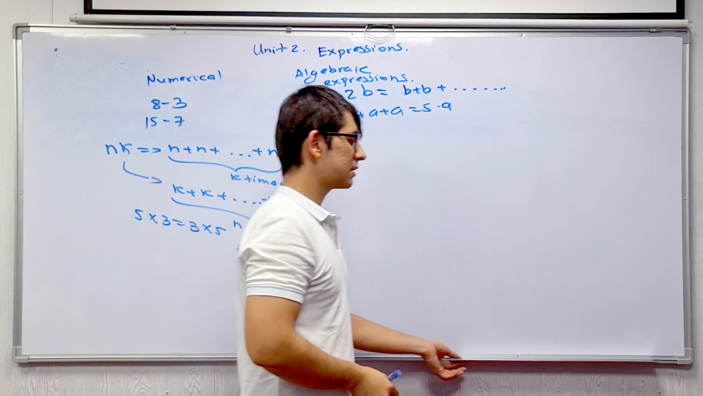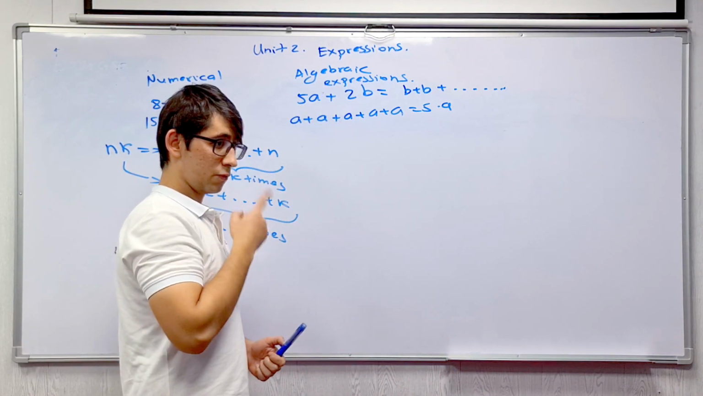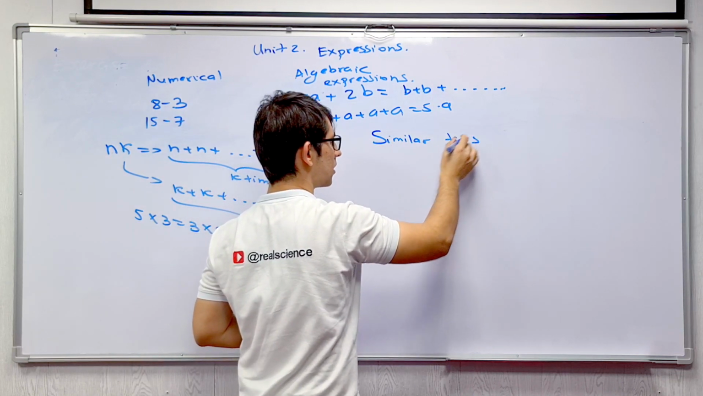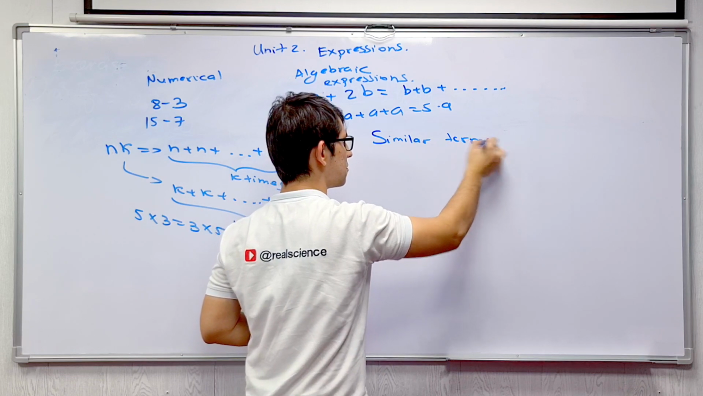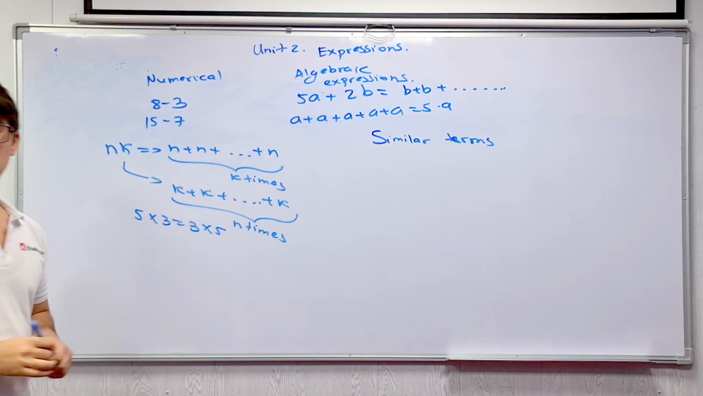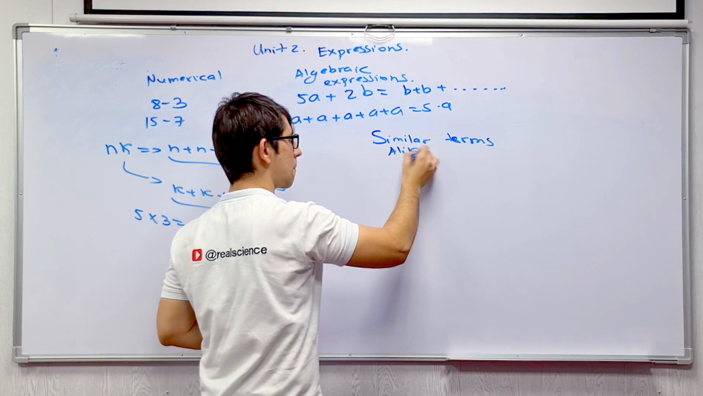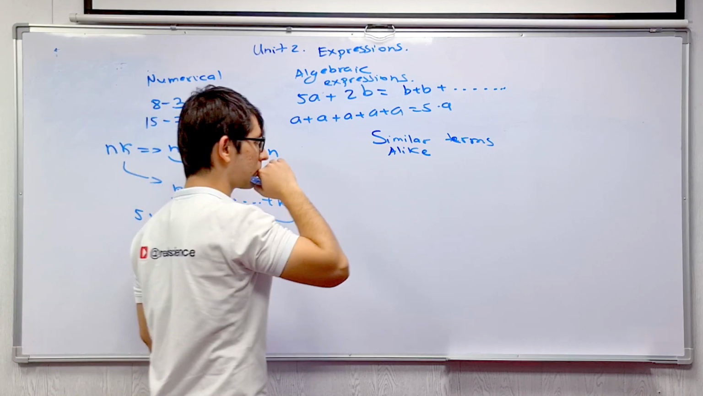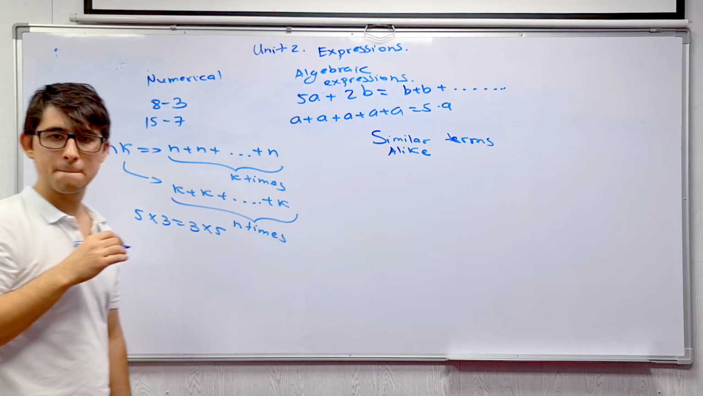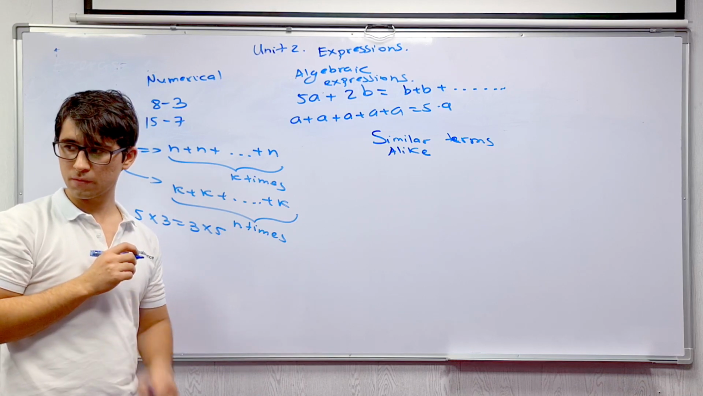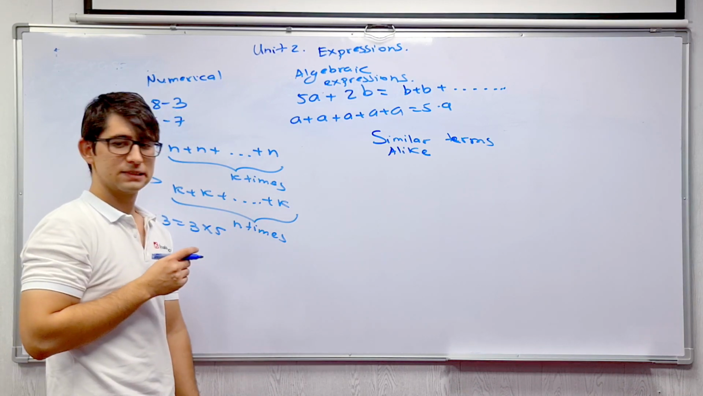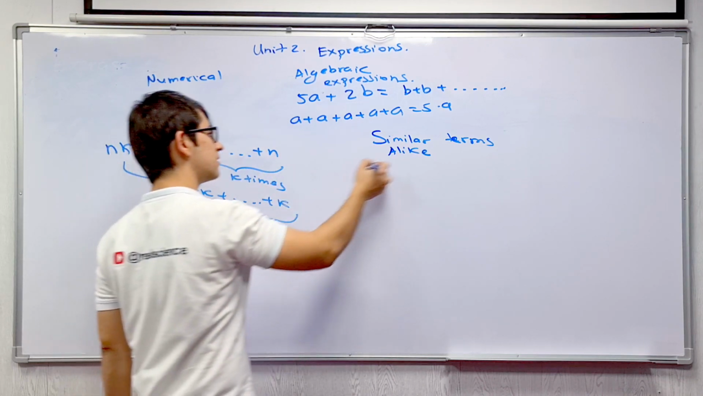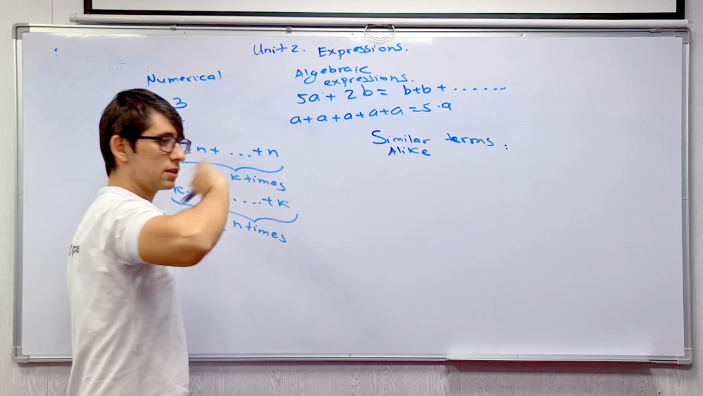So this was a simple algebraic expression for you, and now you have similar terms. See? Terms. What does it mean? Similar terms or alike terms. What does it mean? When an algebraic expression involves, for example, the same letter twice, or more than two times. We will give the definition that is better.